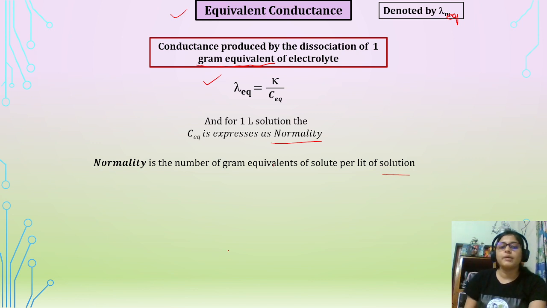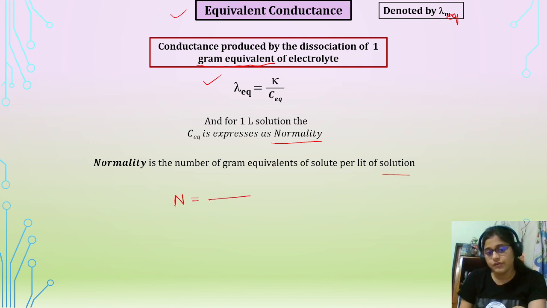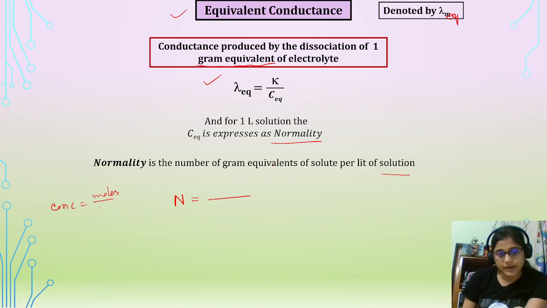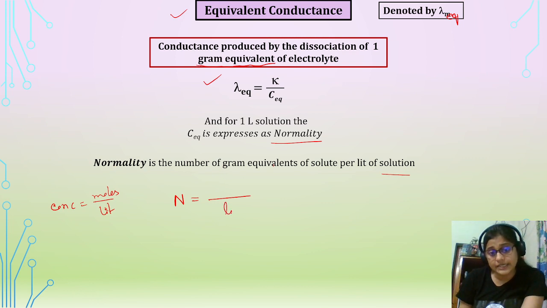Normality is the number of gram equivalents. How can we write that? Let's say this is the normality. For any concentration, generally it is moles per liter, so per liter is there. And for equivalence, it is gram equivalents per liter. So per liter is there obviously, but how can we write it? Let's first just write equivalence.